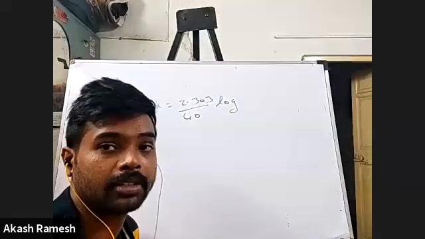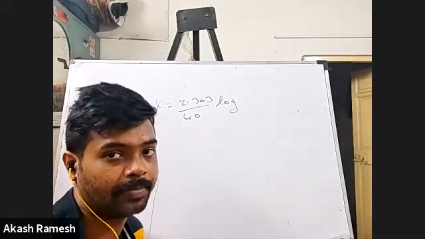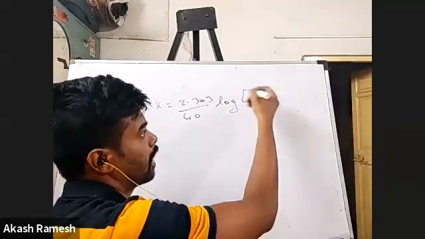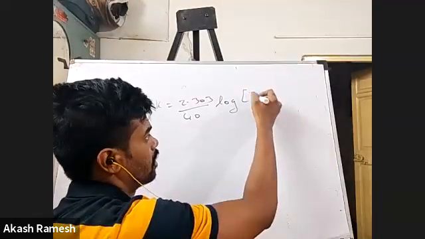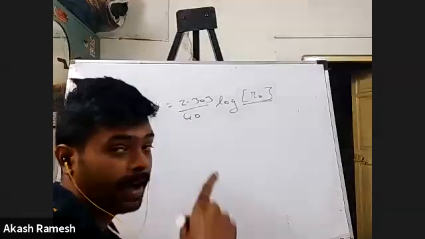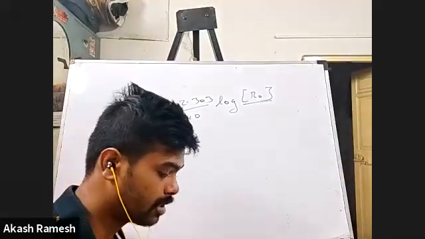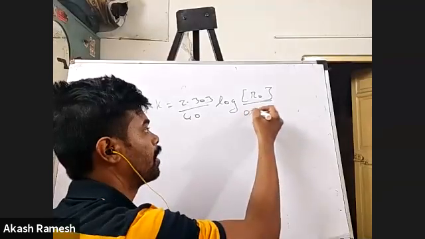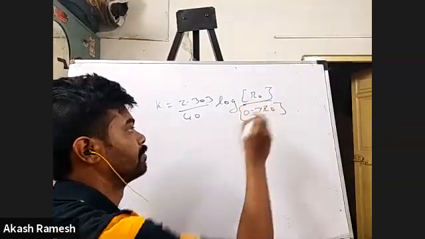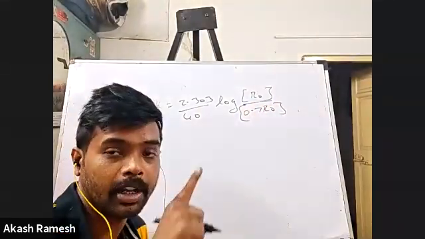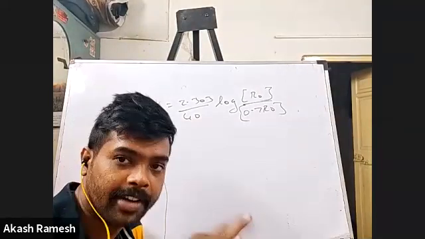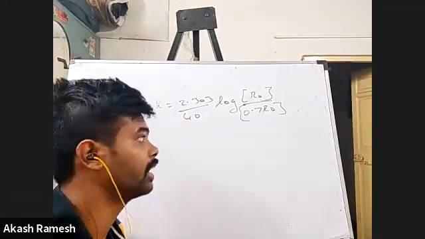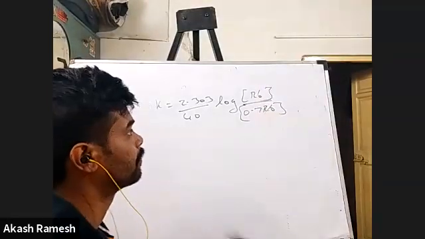Now they have given 30% decomposition, or 30% completion, right? Say I keep R naught as R naught itself. Now the final concentration: they say the 30% is over, so how much is remaining? 70% is remaining, isn't it? So I can write it as 0.7 into R naught. 30% completed, so the final concentration of the reactant would be 70% of the initial concentration. So it's done.